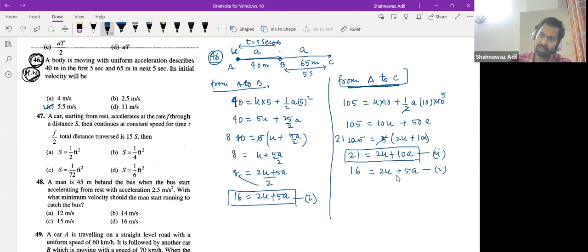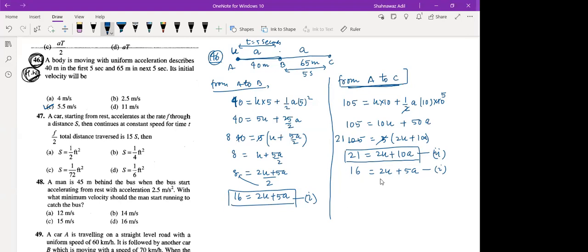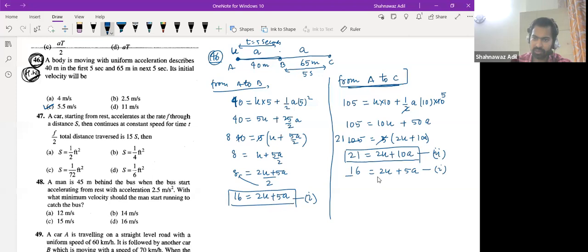So elimination method, right? The coefficients of u are the same. So what should we do? Add or subtract these two equations? Subtract. So if we subtract these two equations, this is minus, minus, minus. So this part gets cancelled, and this is 5, and then this is 5a. So we will get a equal to 1 meter per second square.